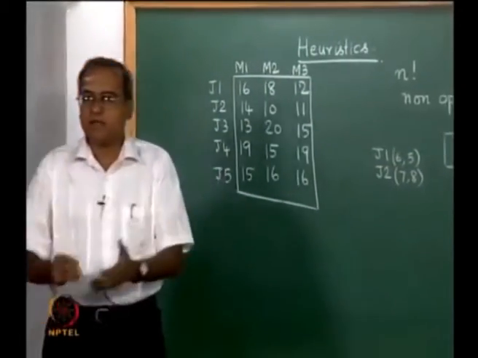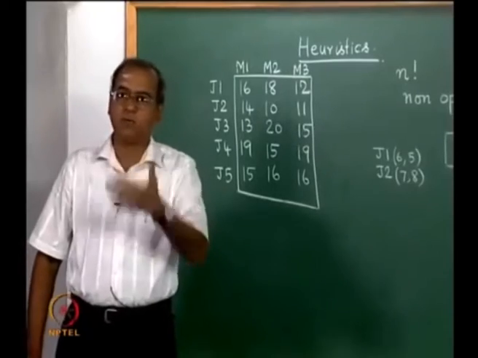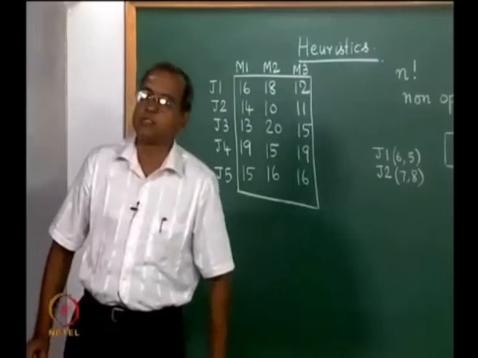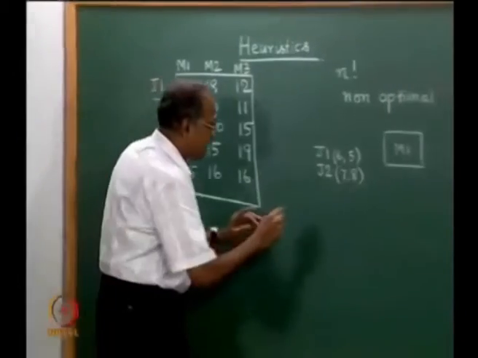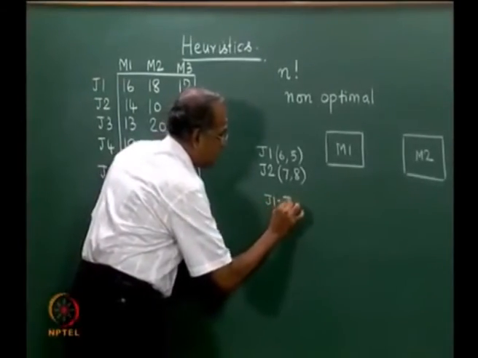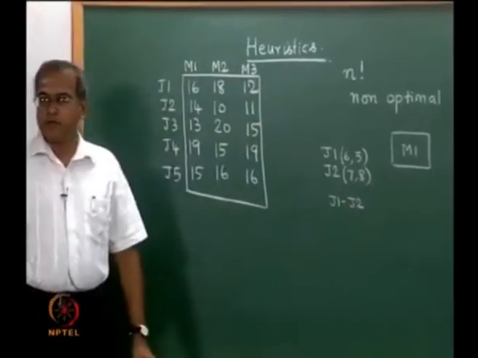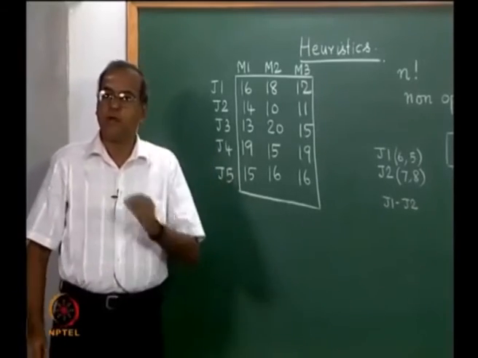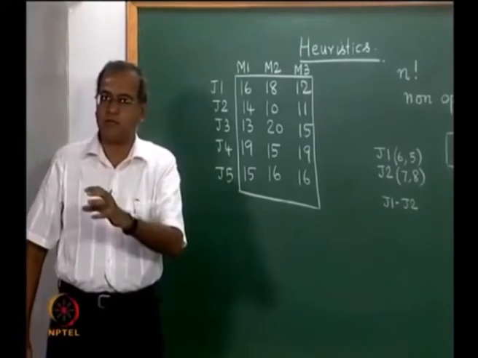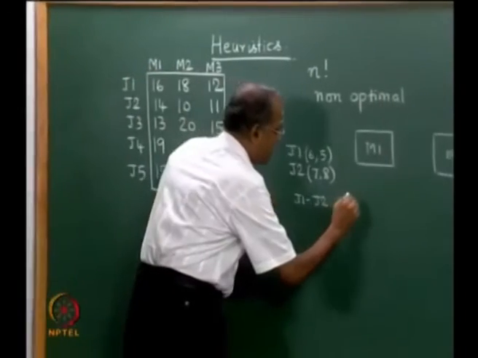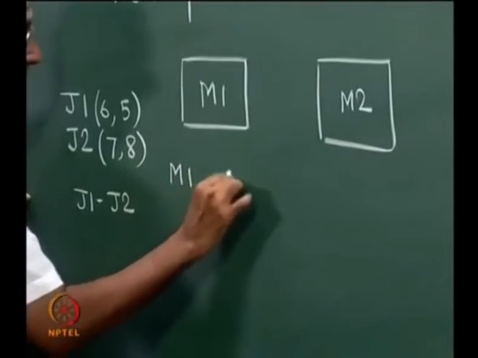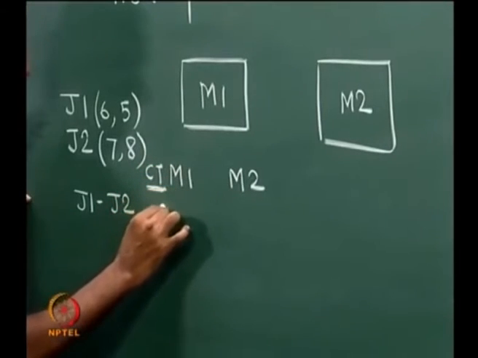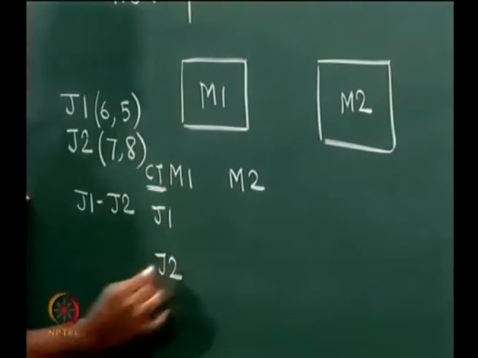We have already seen the computation of the completion times and the makespan, but let us revisit that aspect once more. If we consider the sequence J1, J2, which means job J1 goes first followed by J2, we compute the completion times on M1 and M2 for J1 and for J2.